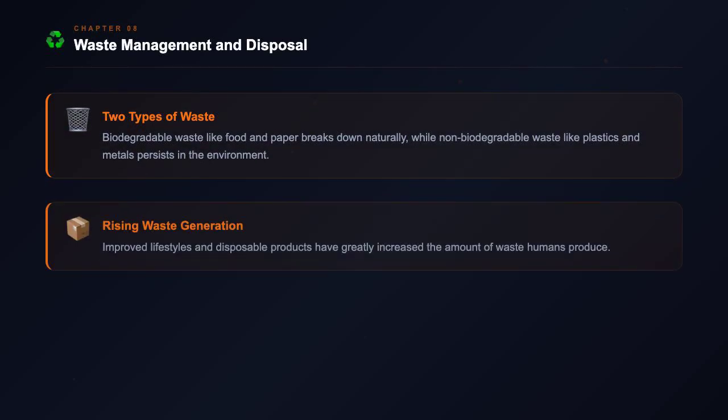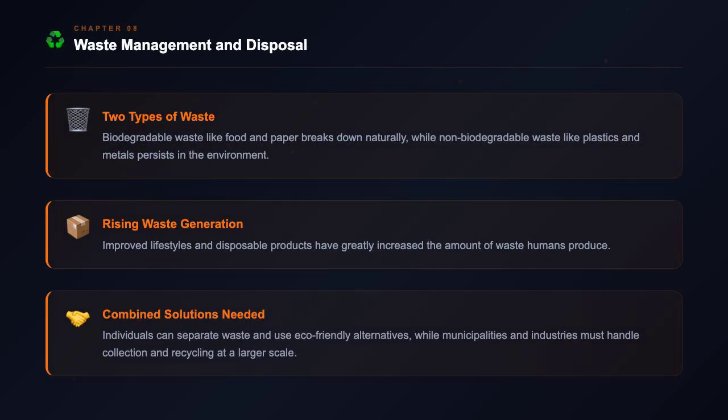Waste falls into two main categories: biodegradable and non-biodegradable. Biodegradable waste breaks down naturally through biological processes. Examples include food waste, paper, and animal matter. Non-biodegradable waste resists decomposition and persists in the environment. This includes plastics, metals, and glass.